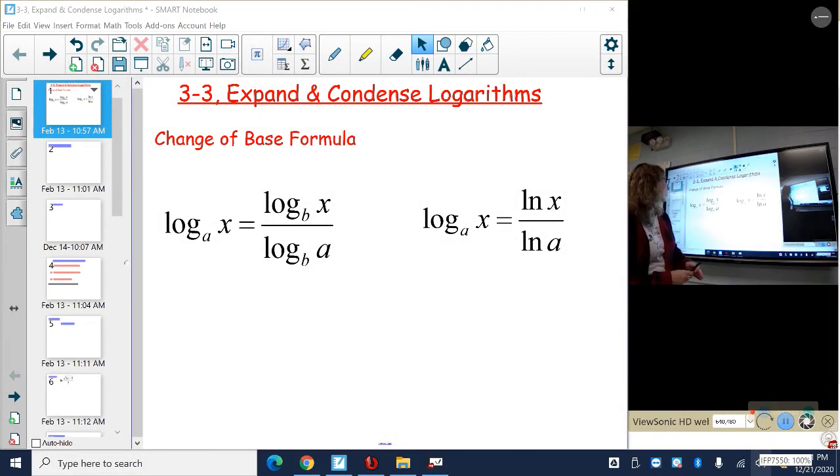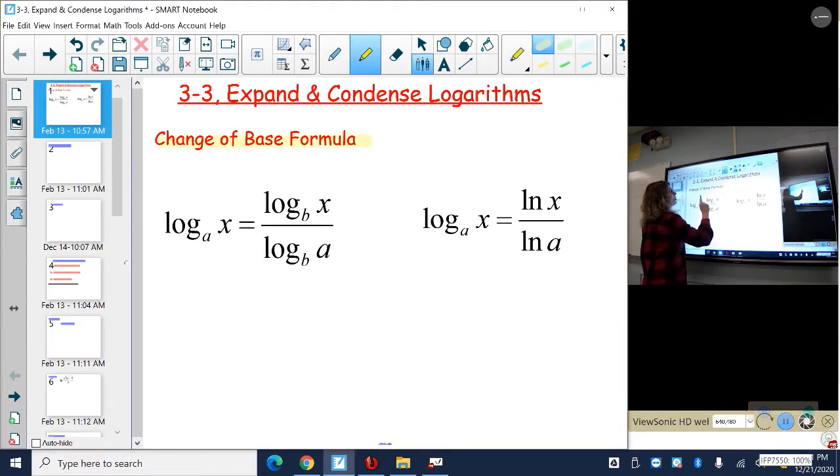Okay, today we're going to be talking about section 3.3, which is expanding and condensing logarithmic expressions. And basically the biggest thing that I need your brain to remember is the change of base formula.